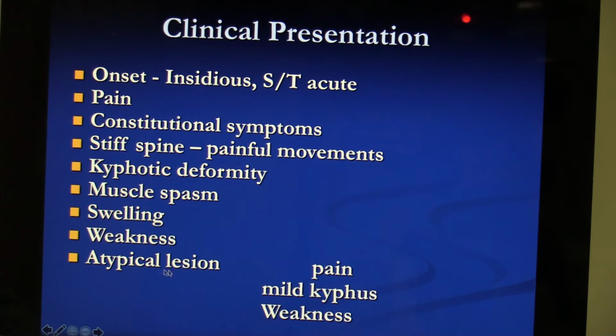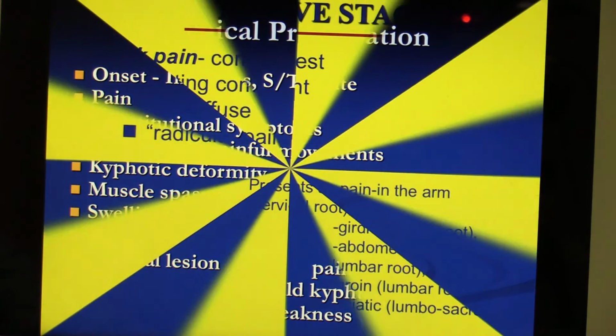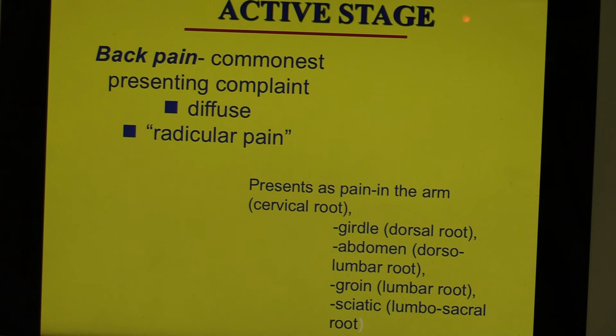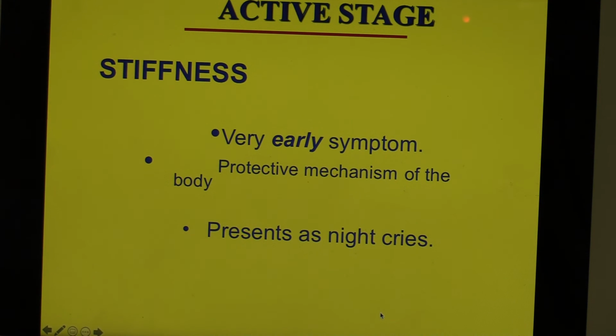However, there are certain atypical lesions where these symptoms are less and what presents is weakness, and those are called atypical presentations when it is primarily an intraspinal disease. So, in the active stage, back pain is the commonest presenting complaint. It may be a diffuse back pain or a radicular back pain. It presents as pain in the arm for a cervical root, girdle for a dorsal root, abdomen for dorsal and lumbar root, groin for a lumbar root, and sciatica for a lumbosacral root if there is nerve irritation.